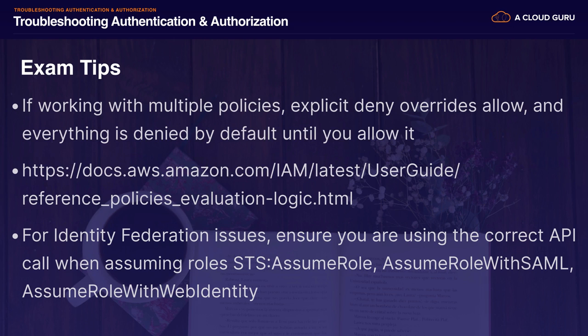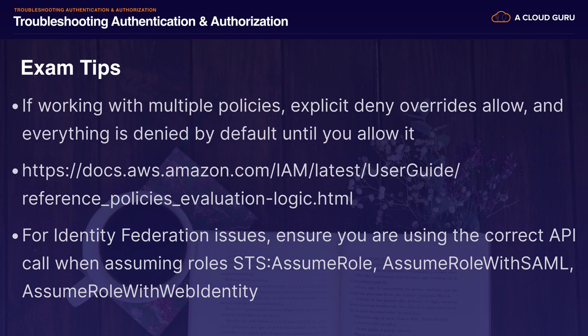So if you get time before your exam, definitely go in and read that just to make sure that you really understand the policy evaluation logic really, really well. For identity federation issues, make sure you're using the correct API call when assuming roles. And there's 3 different calls depending on how your users were originally authenticated. So you use STS assume role if your users were authenticated by AWS.